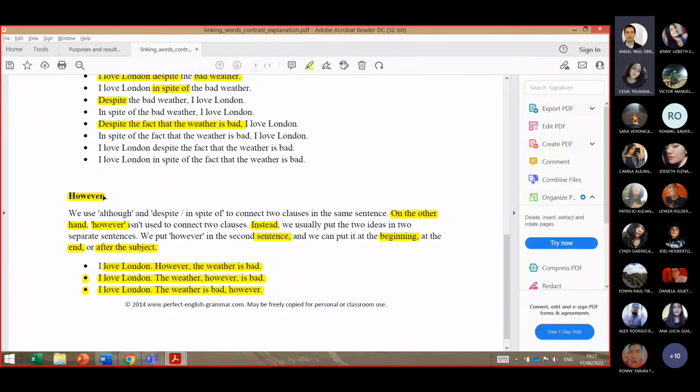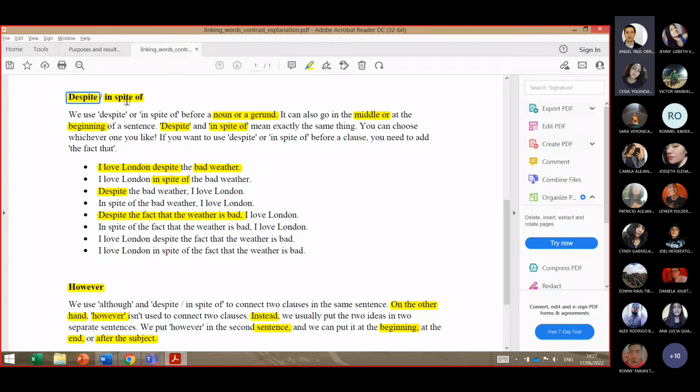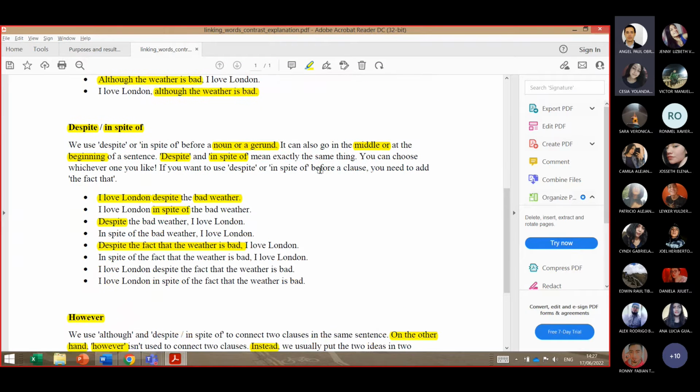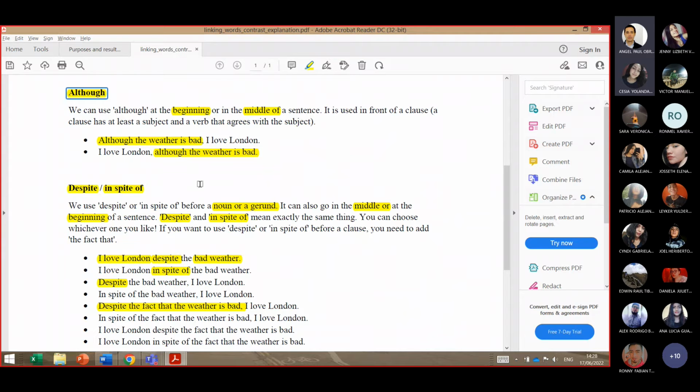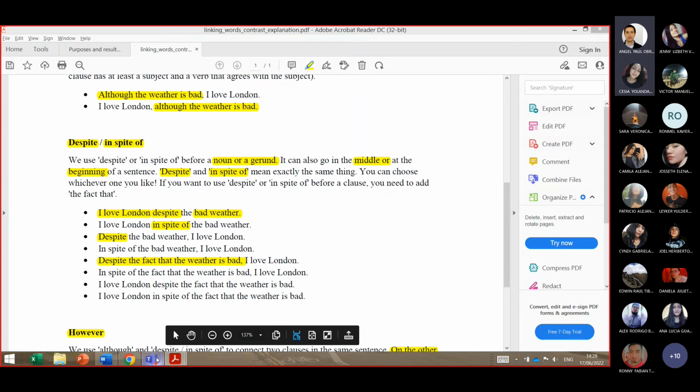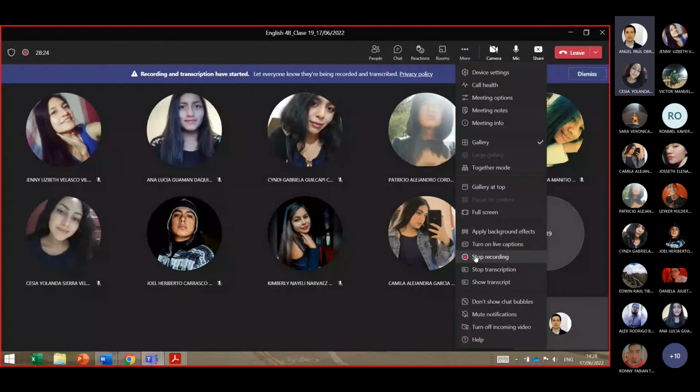Ya, entonces, como dije, tienen que practicar cómo utilizar el however, despite, in spite of, ¿sí? And although. ¿Sí? Ya, ¿alguna pregunta hasta ahí, chicos? Pues son más comunes estos, ¿no? Sí, sí, pienso que sí han de haber escuchado antes de estos linking words o connectors. Tienen varios nombres, ¿no? Conjunction, linking words, connectors.